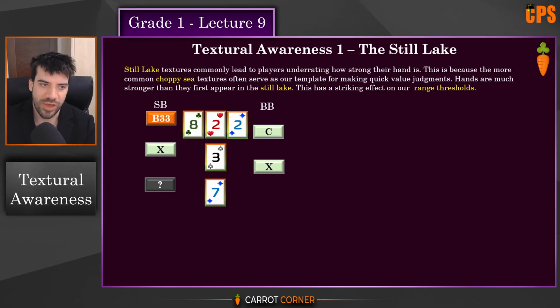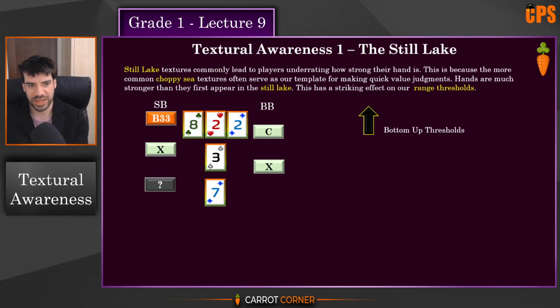However, when we get to the river, small blind will still have some value candidate hands. They will have really good ace highs, pairs, etc. that they can value bet here, and big blind will not have a lot of those, having checked back on the turn, and will be very ace high and king high heavy himself. So what are the bottom-up thresholds, guys? Have a think about this.